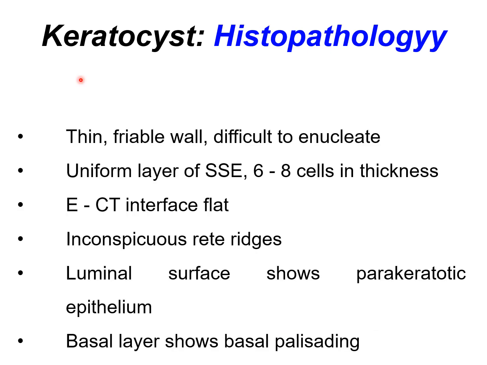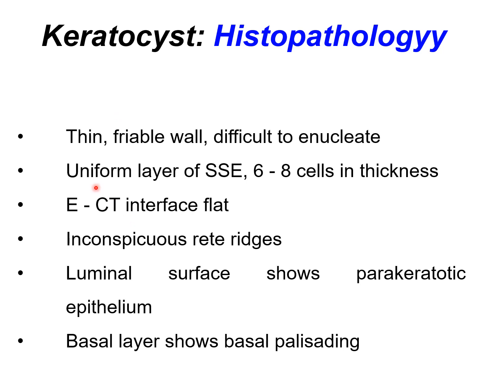Histopathologically, keratocysts present with some unique microscopic features, and this is the basis for the term keratosis. The connective tissue wall of keratosis is classically quite thin and friable and is difficult to enucleate because as you may try to enucleate the cyst, the thin friable wall may separate and make enucleation difficult, and this is one reason for the high recurrence rate for keratosis.